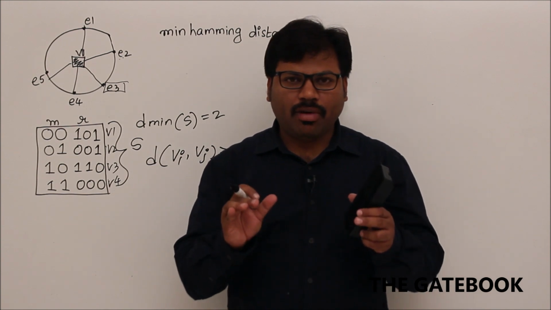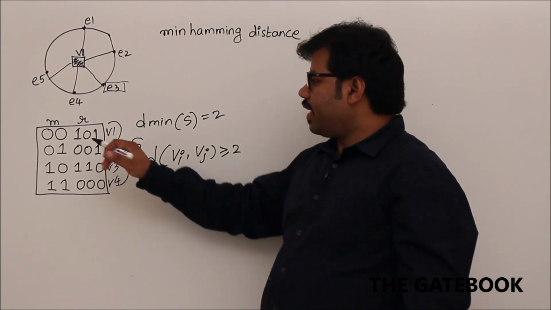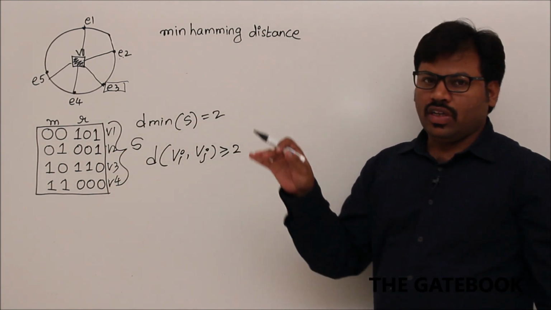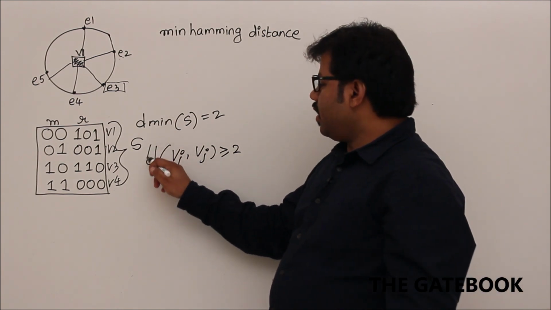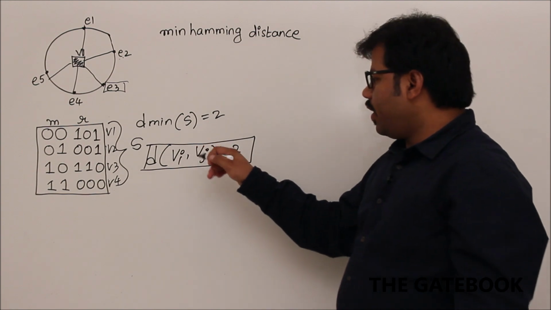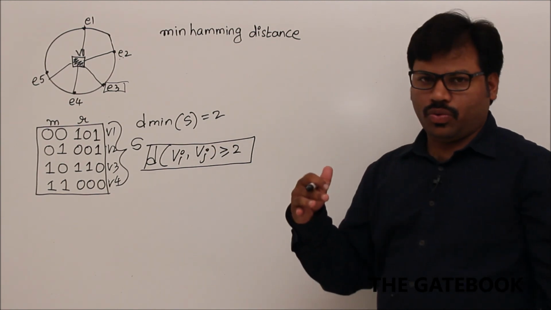Now we will see how minimum Hamming distance is going to help us in detecting 1-bit errors. Further, let me take a code system where the minimum Hamming distance of that system is 2. That means if you compute any Hamming distance between two valid code words, you always get a value greater than or equal to 2, right?